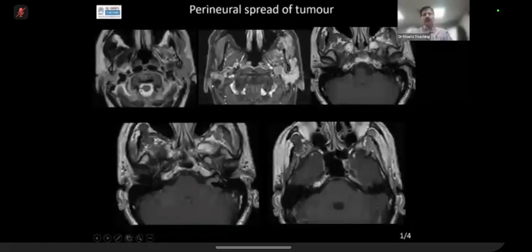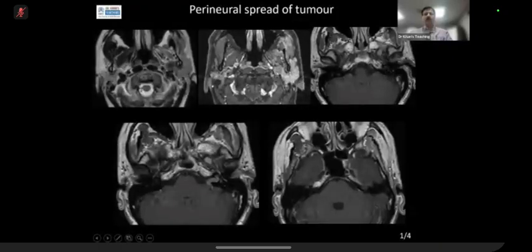Now, in this case, what happened was that there was, in the deep lobe of the parotid, a tumor. This tumor was adenoid cystic carcinoma. Now, if you look carefully, although this is not classical temporal bone imaging, it is a brain type of protocol. Having said that, you can pick up the findings.